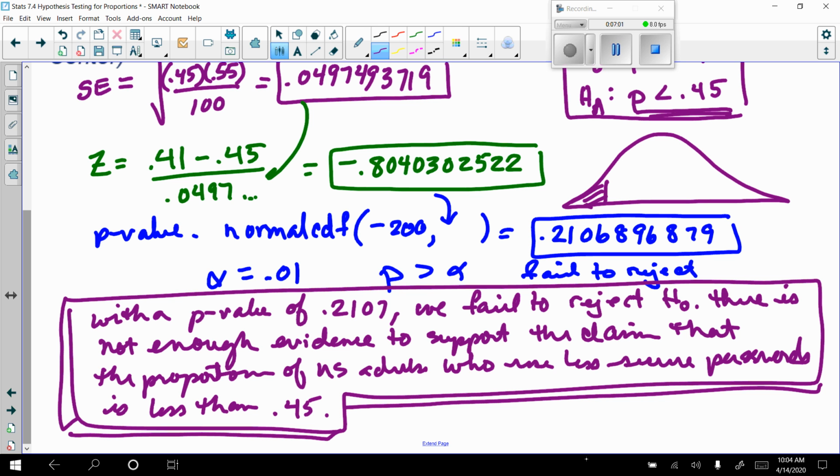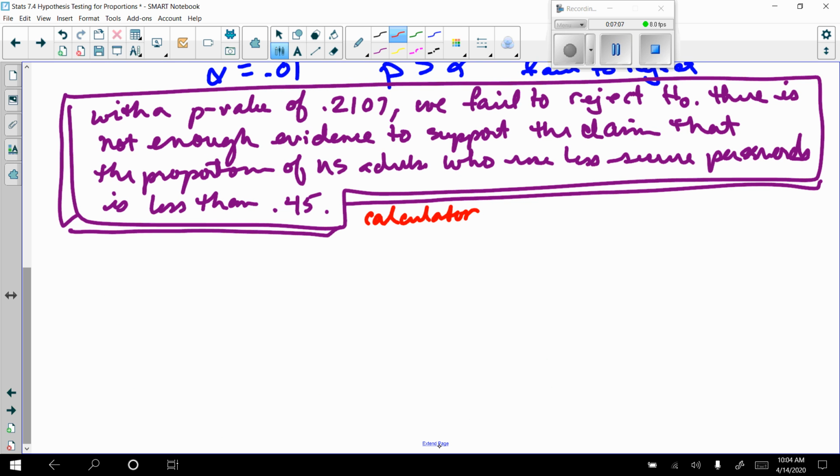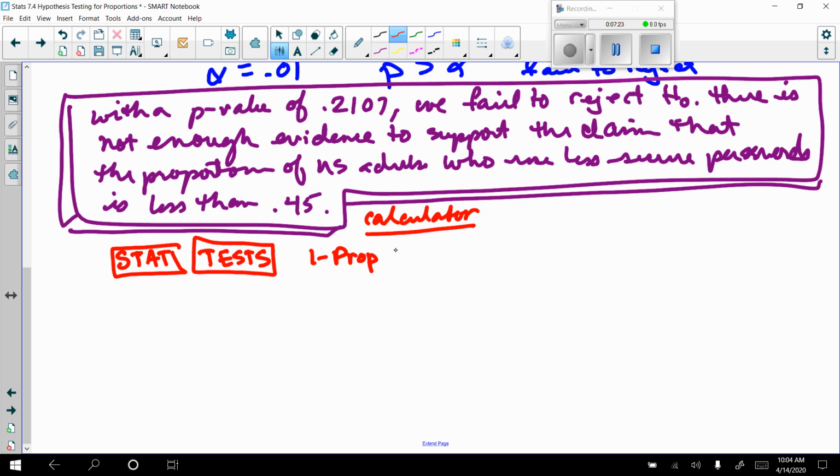And this type of test can be done on the calculator also. So this is a new type of test. You get to it using the stat button again. You have to go to tests. But since this is a test for proportions, you have to do one proportion z-test.